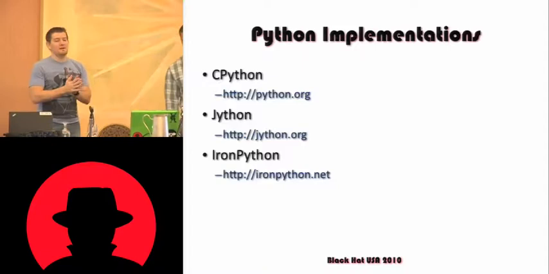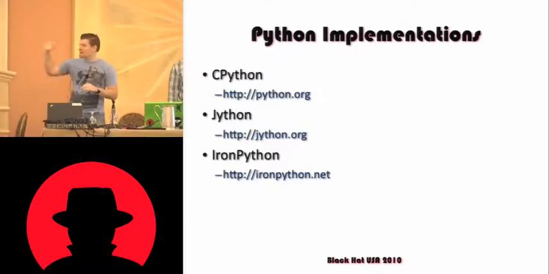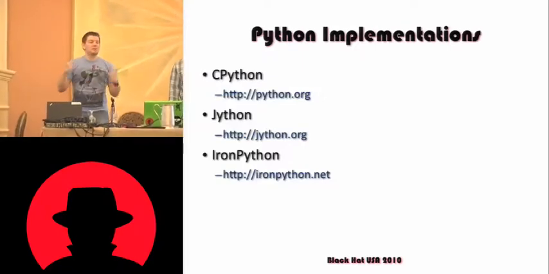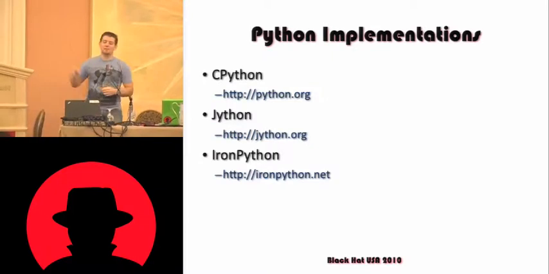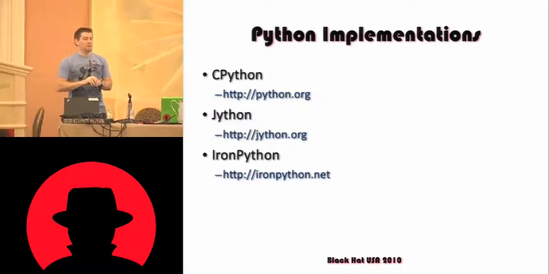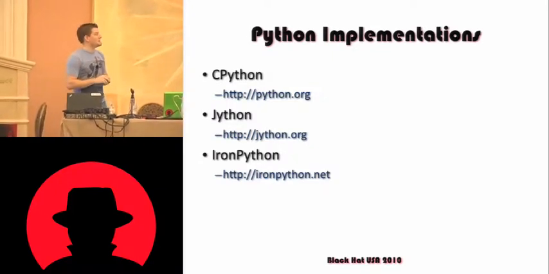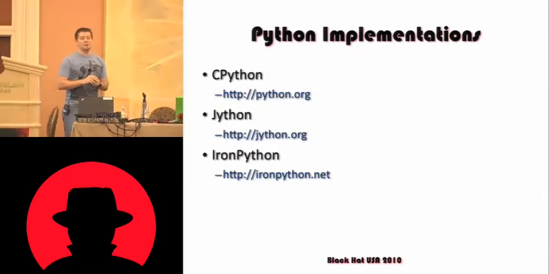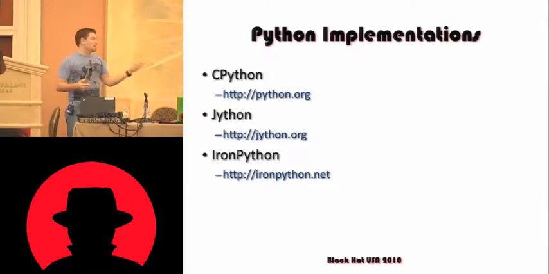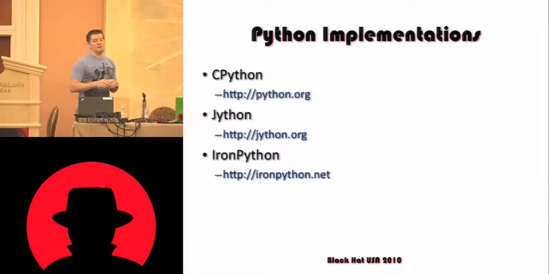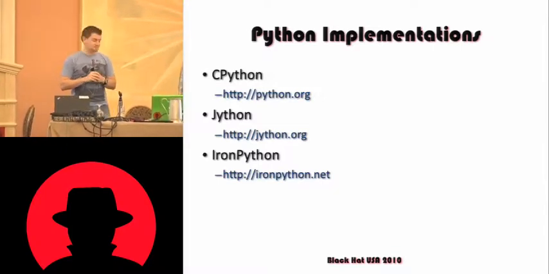There's a couple different Python implementations. We just highlighted three major ones. CPython is the main version of Python that you probably think of. It's written in C, it's fast. Jython has been around for a long time too. That's actually Python inside of Java. And on the flip side, IronPython is Python inside of .NET.